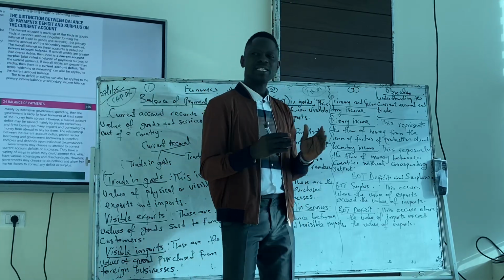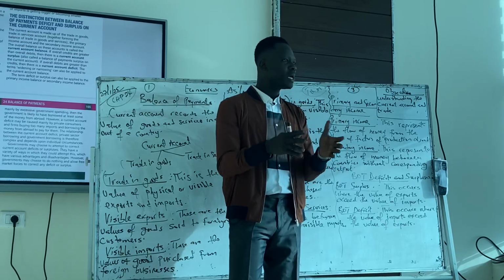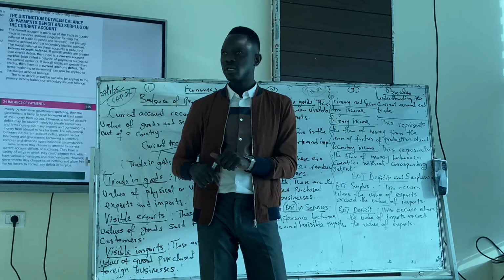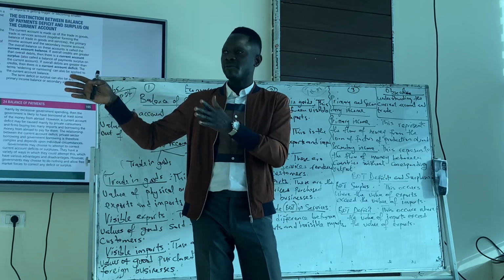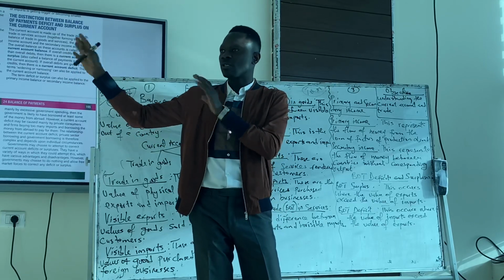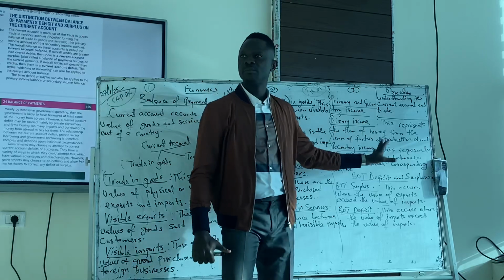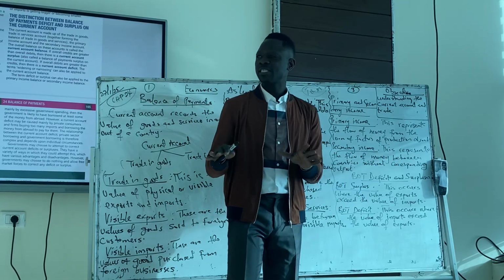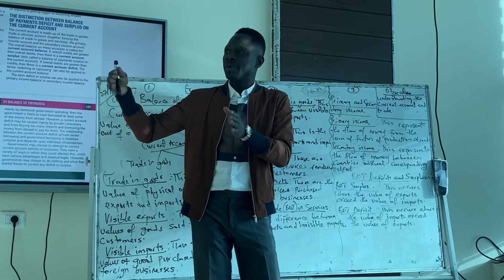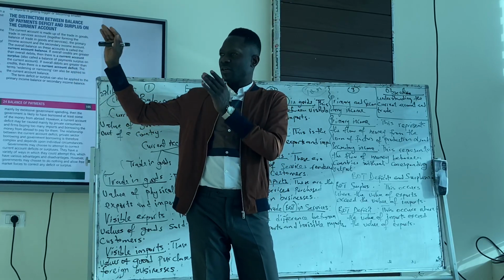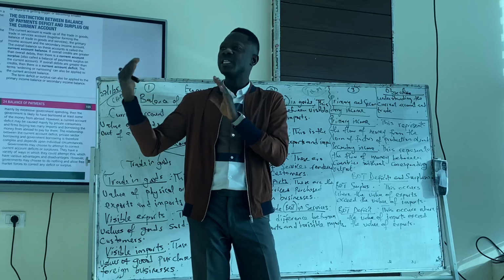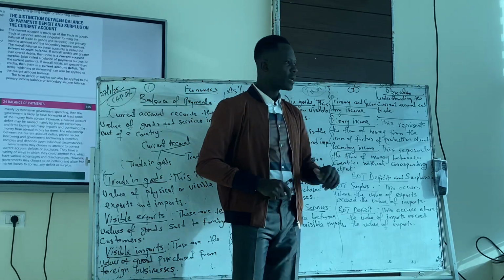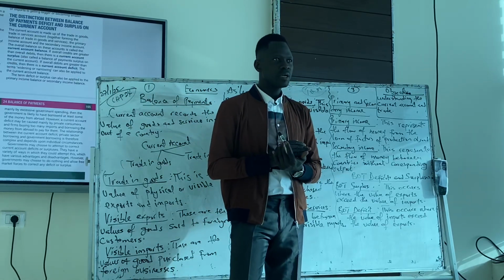A Libyan here might have an investment abroad. A Libyan might have land in Turkey. So the rent income that the Libyan makes from the land he or she has in Turkey is called primary income. Goods are not sold, services are not rendered. But for the fact that that individual, that Libyan, has land abroad, it means they are making income from that. That is primary income. Do we understand primary income here?